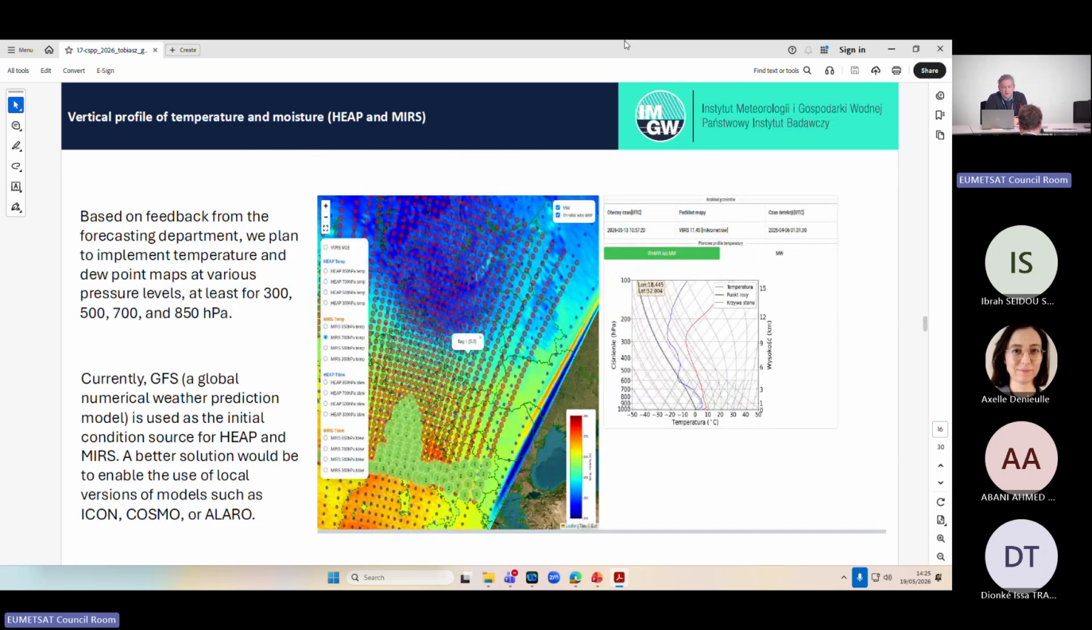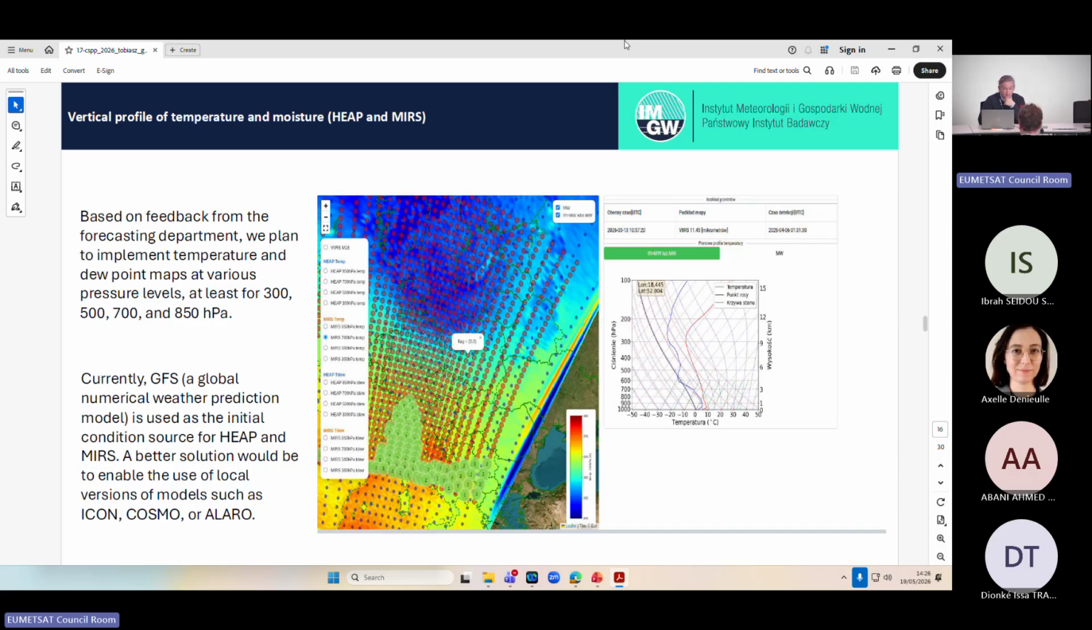And based on the feedback from the forecasting department, we plan to implement temperature and dew point maps at various pressure levels. This is very important information for forecasters, at least for 4 pressure levels. And this is how it looks like. Another thing is that currently this product uses GFS, a global numerical weather prediction model, as the initial condition for computation.